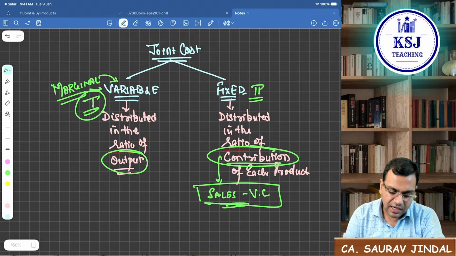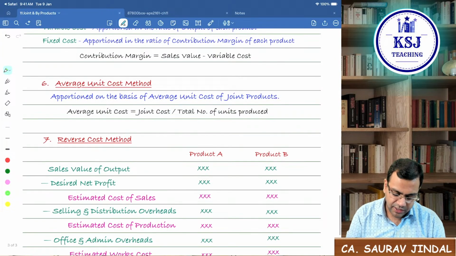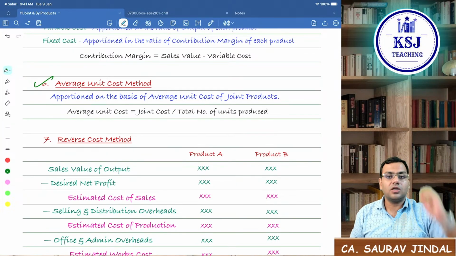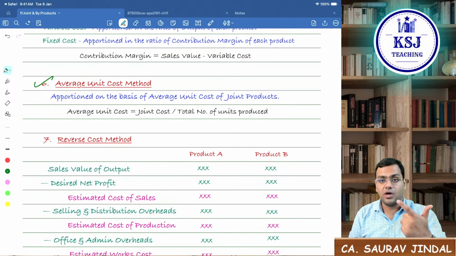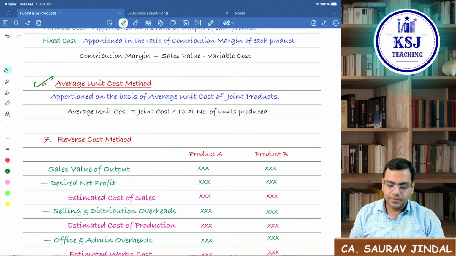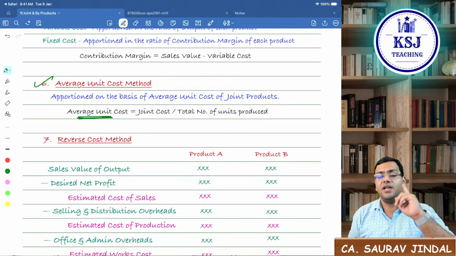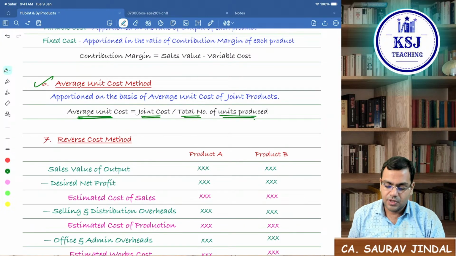Now, next we have, after this contribution margin method, the average unit cost method. The average unit cost method says you have two things. One is your joint cost. The second is the number of units manufactured for each product. You divide these two, you get on average the cost incurred. So calculate the average unit cost. Unit cost means for every 1 unit what is the average cost. That is the joint cost divided by the total number of units produced, right?